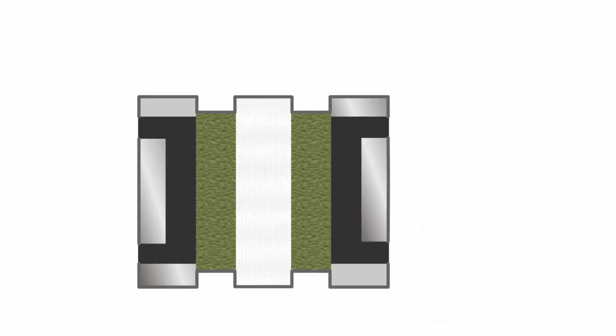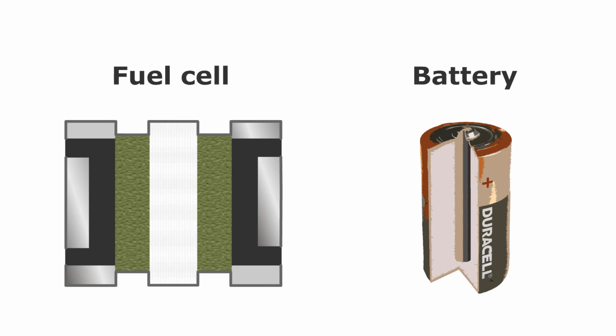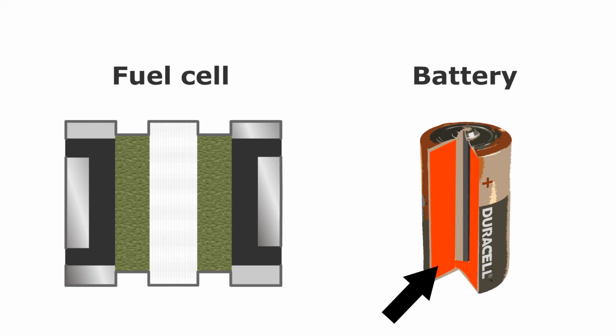Fuel cells work like batteries. The difference is that the active components in the fuel cell are gases which are delivered to the cell, while they are solid components inside an ordinary battery.